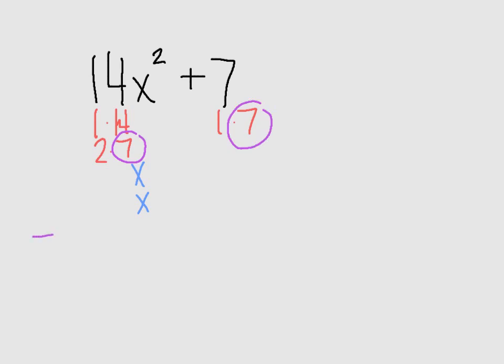So I'm going to factor out my greatest common factor of 7 and start my parentheses. With the 7 is a 2, and I have x squared left. Plus, if I factored out a 7 already, I still have a 1 left.